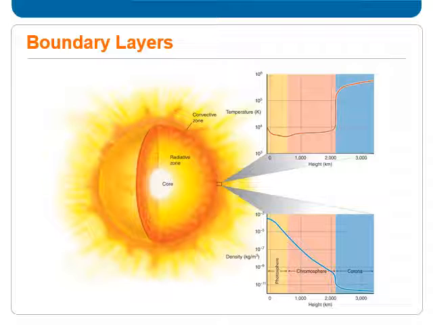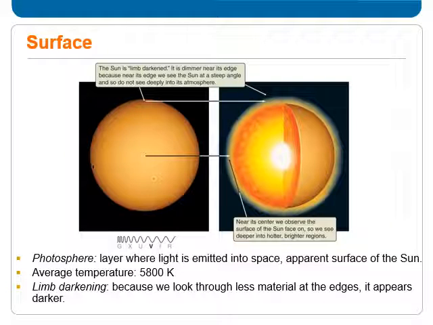The temperature is not uniform within a layer. The lower layers of the photosphere are hotter than its upper layers. Understanding how the corona is heated is an area of active research today. The photosphere is the narrow layer of the sun where light is emitted into space. It is only about 500 kilometers thick, which is small compared to the sun's radius, about 700,000 kilometers.